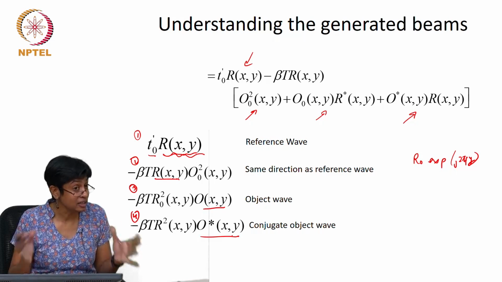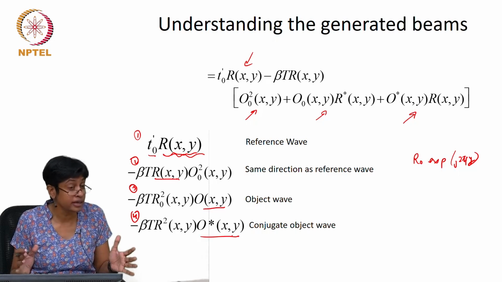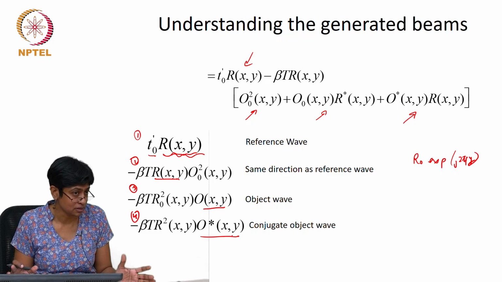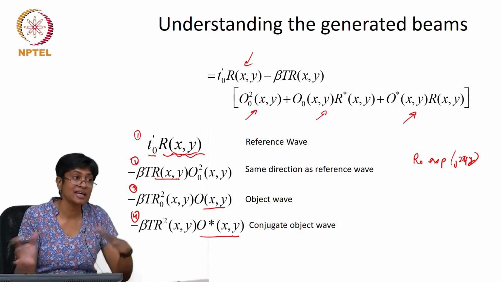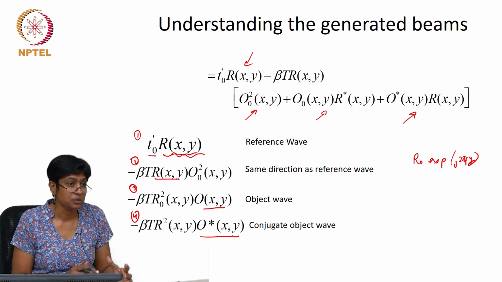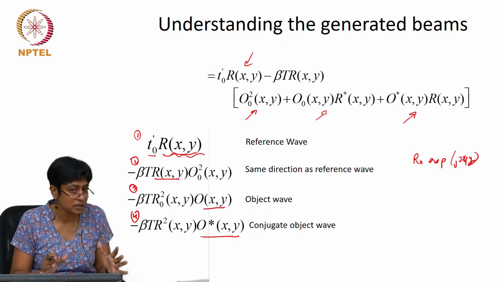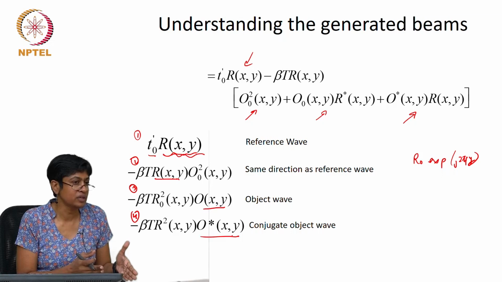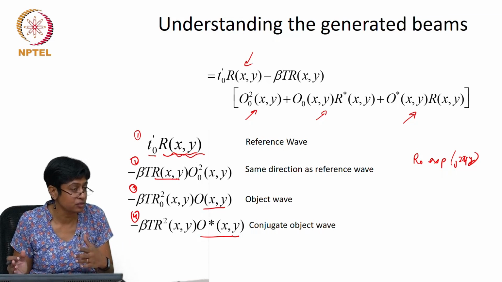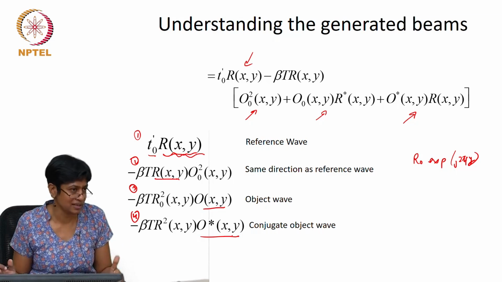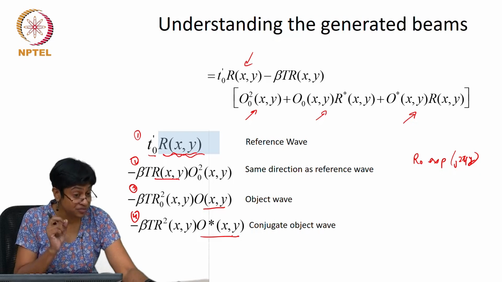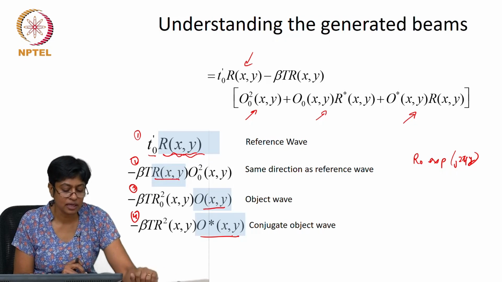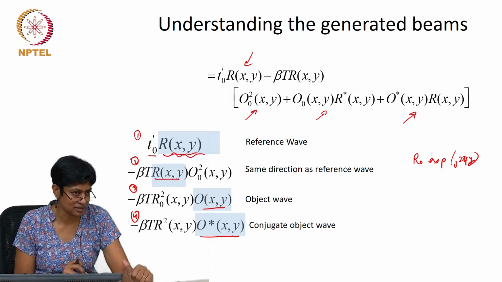So, you are generating 4 beams, but you are not generating 4 identical beams. You are not even generating 4 beams with identical amplitude. You are generating 4 beams with each one having a different amplitude, each one having a different phase, traveling in a different direction. Okay? So, of interest in terms of phase is the highlighted ones in each case.